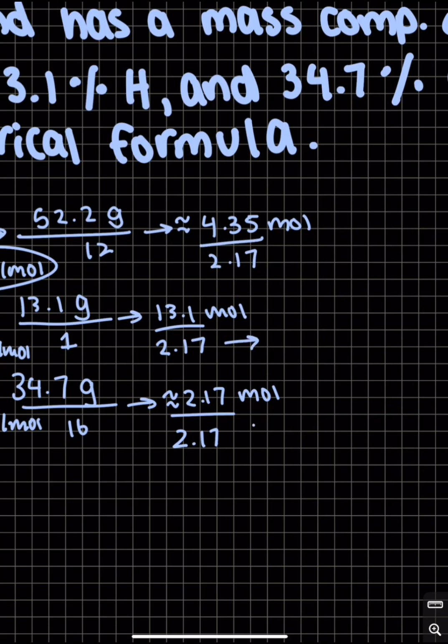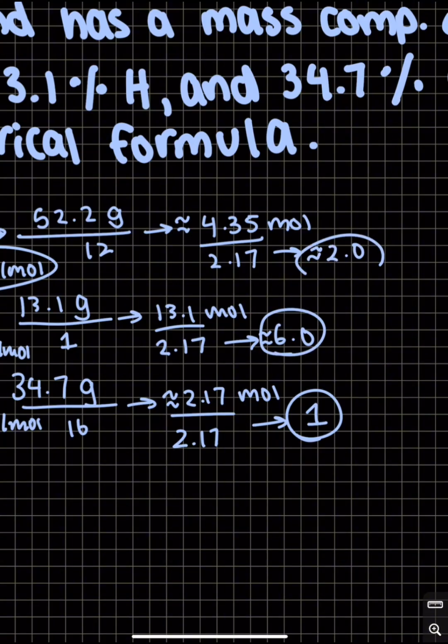I'm going to get some numbers. This is just one. Okay, and then 13.1 divided by 2.17, you should be getting 6.0 approximately. And then 4.35 divided by 2.17 is just going to be approximately 2.0.